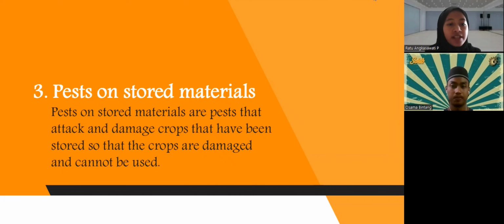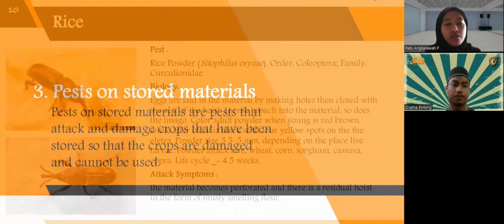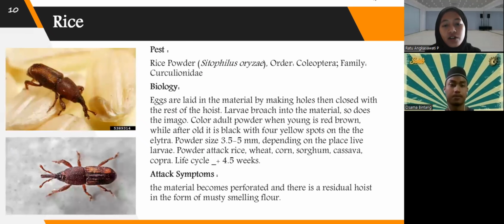the third is pests on stored materials. Pests on stored materials are pests that attack and damage crops that have been stored so that the crops are damaged and cannot be used. For the example, in rice, the pest is the rice weevil or Sitophilus oryzae. The order is Coleoptera and family is Curculionidae.